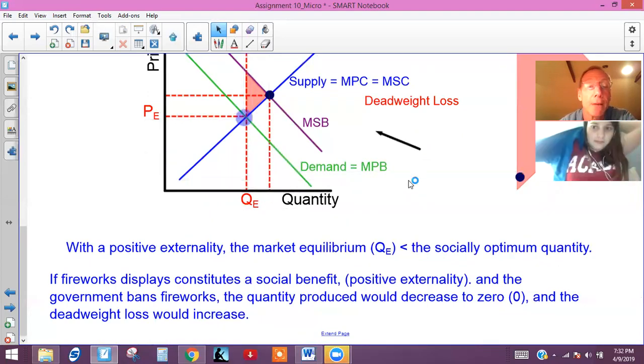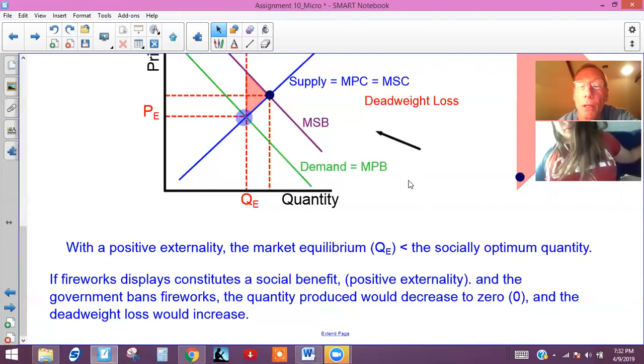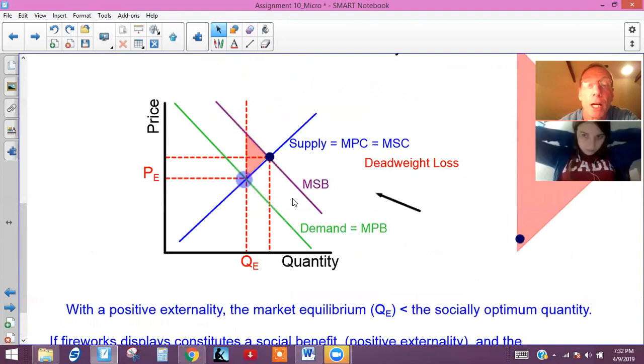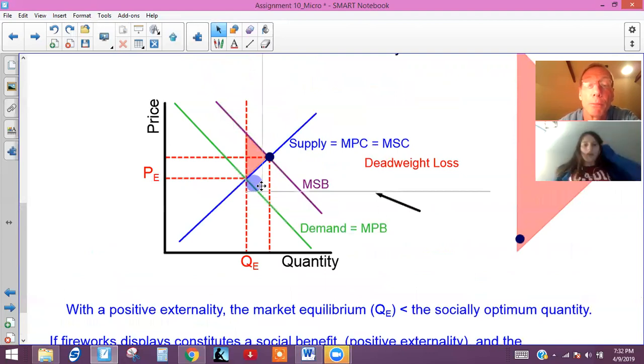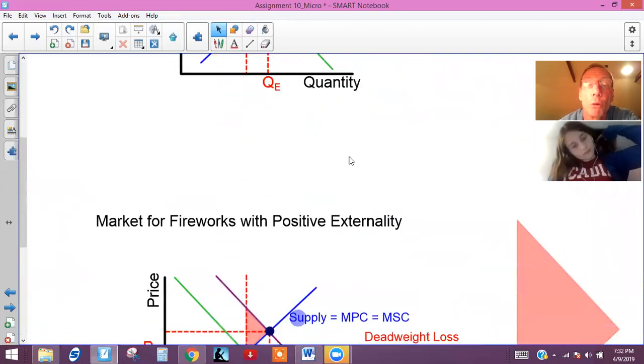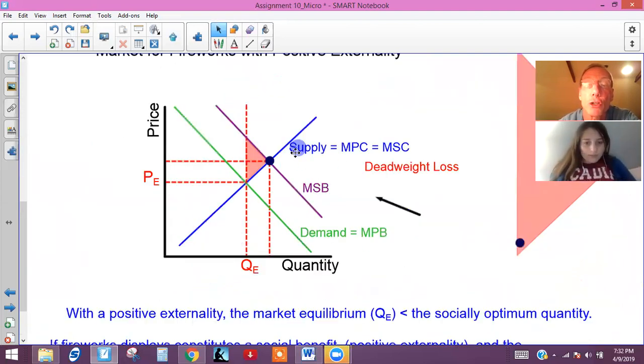Now, if fireworks displays, well, let's go back. So now we're looking at a deadweight loss the other way, because if we're going to produce here, then you see how it's a flip. See, here's your deadweight loss here. When we have a positive externality, the deadweight loss looks a lot more like what you're used to seeing, right? Because we're producing less than optimum. So that's your deadweight loss right there.